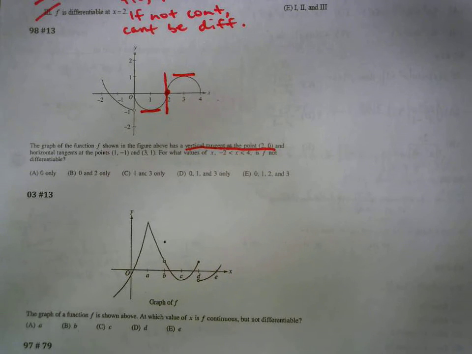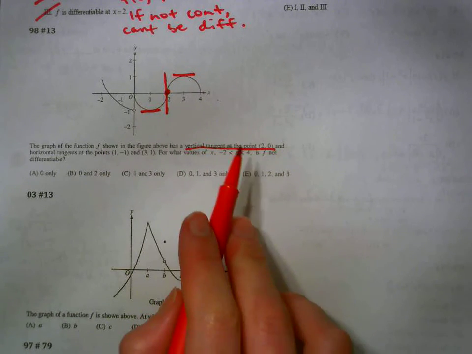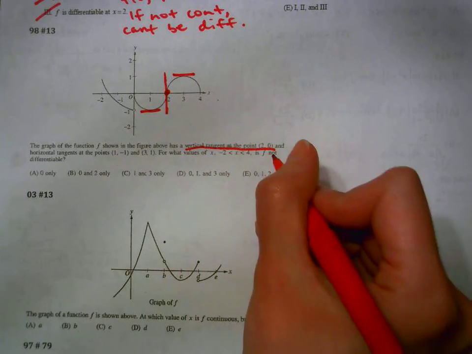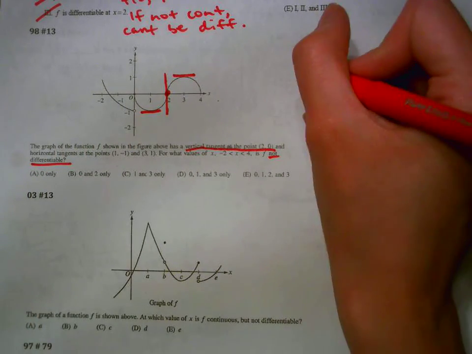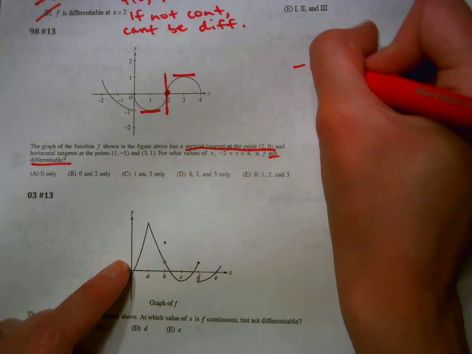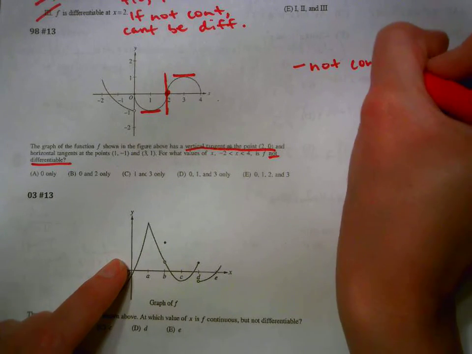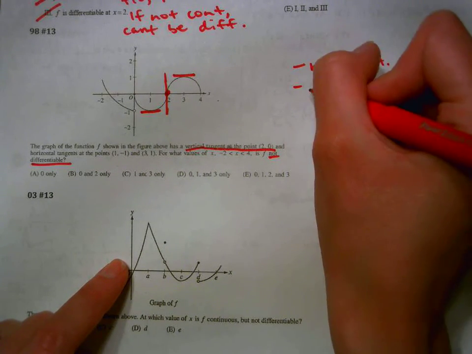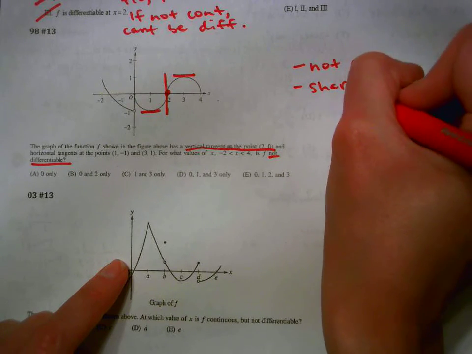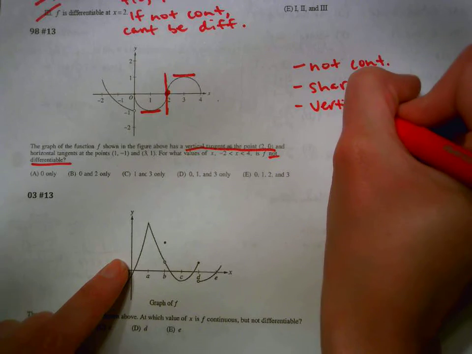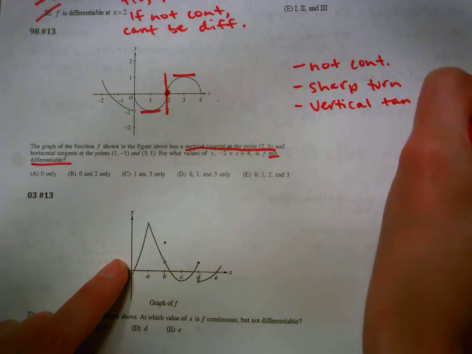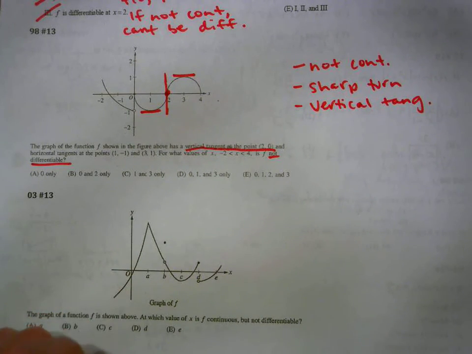For what values of x in the interval -2 to 4 is f not differentiable? So when is it not differentiable? It's not going to be differentiable if it's not continuous, like we just said in the previous problem, if there is a sharp turn, or if there's a vertical tangent line. It can be horizontal.